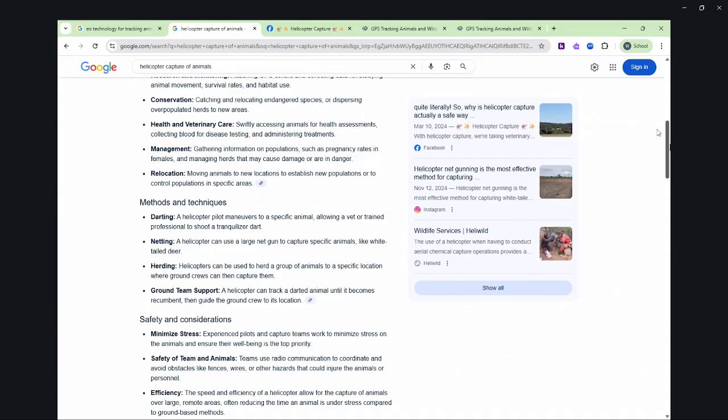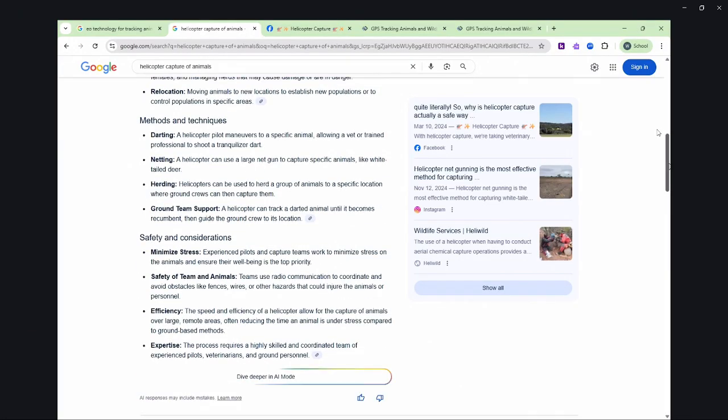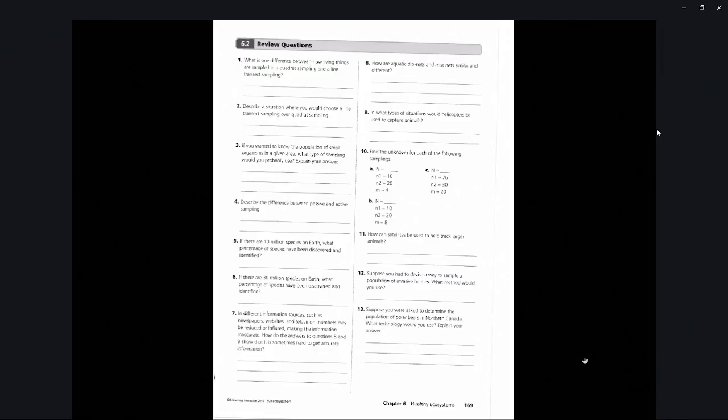And so one of the things it asked in question 9 is what types of situations would helicopters be used to capture animals? And here it's saying minimize stress, safety of the team and animals, efficiency, and expertise. Good stuff. Okay, let's go back to our questions. We are on question number 11. How can satellites be used to help track larger animals? So that is worth 2 marks.